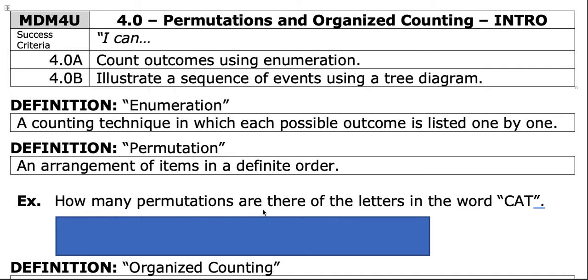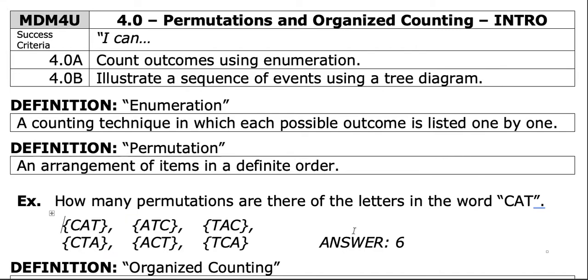How many permutations are there of the letters in the word cat? So pause the video to rearrange the letters of the word cat in as many ways as you can. So you should have ended up with 6 unique ways of writing this. This is unique because the order in which these are written matters. That makes it a permutation because we're counting how many different ways this can be written. Next, this is enumeration because we're listing each of these different items.